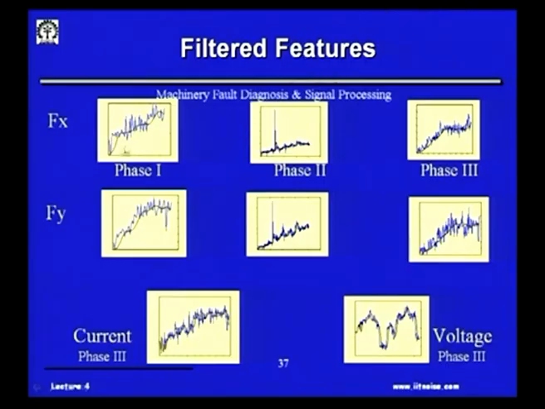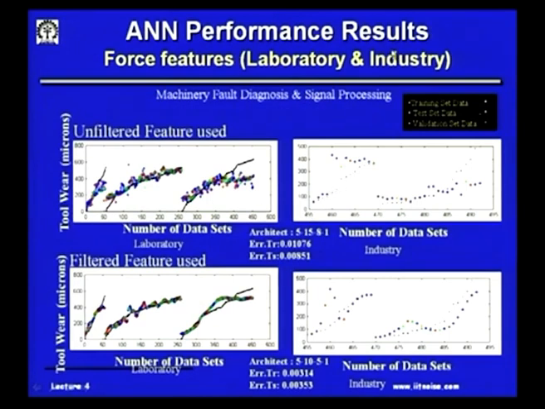So once the filtered features were used, we had phase 1, phase 2, phase 3, and these are the cutting forces and this is the current, and we could have the training of the neural network by these inputs. So once we have the laboratory and industry results, we could estimate the tool wear in microns for the laboratory case and for the case of the industry. Okay, and we will know at what levels this tool is to be replaced only through such a model.